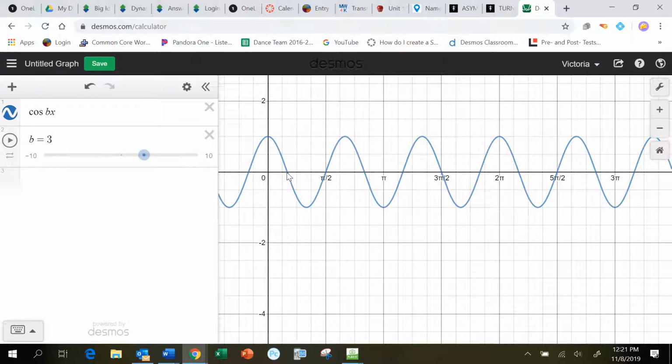When I click on these, originally it was pi over 2, then it was pi over 4. What do you think this one might be? Any guesses? Pi over what? Yell out a number. 6? Boom, pi over 6. This one here was 3 pi over 2, then it was 3 pi over 4. What do you think this one's going to be?